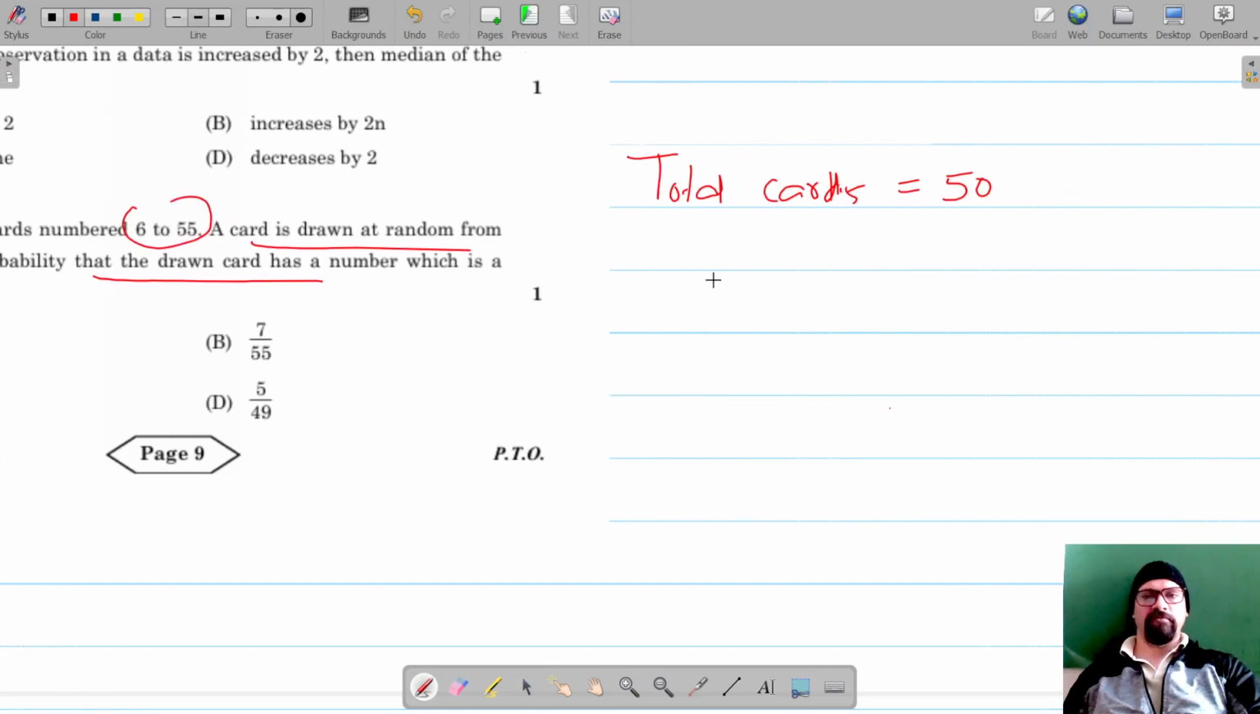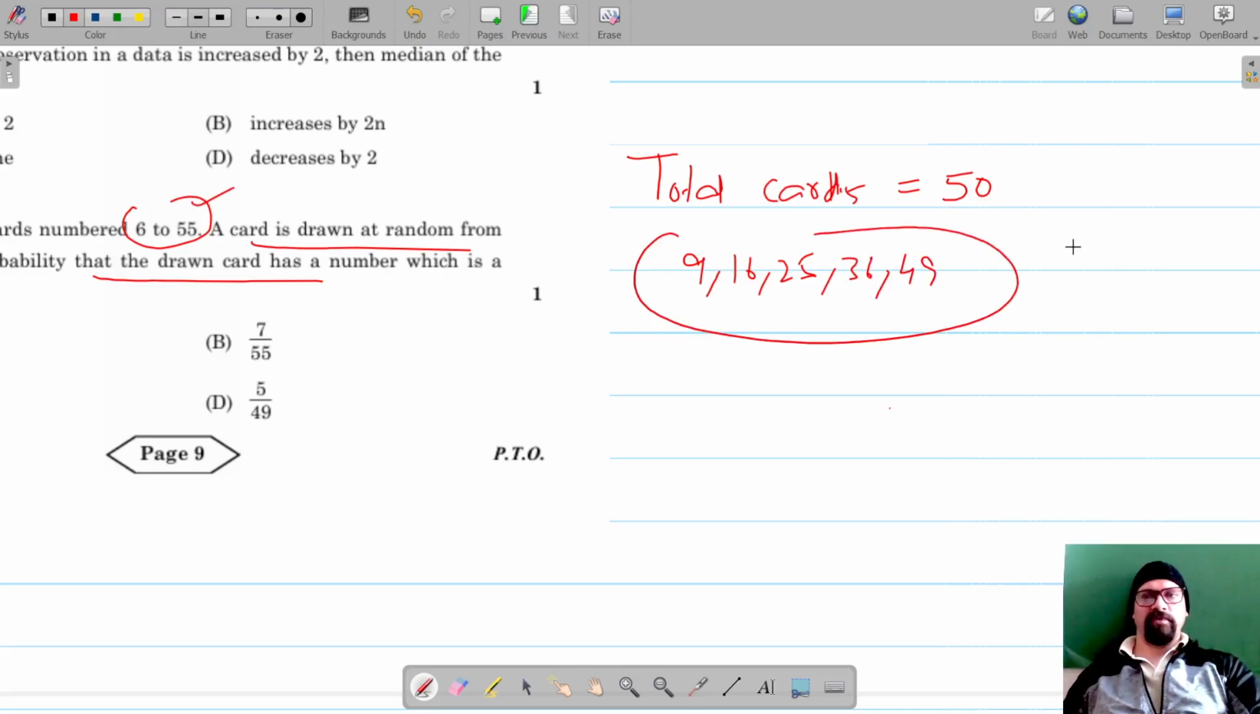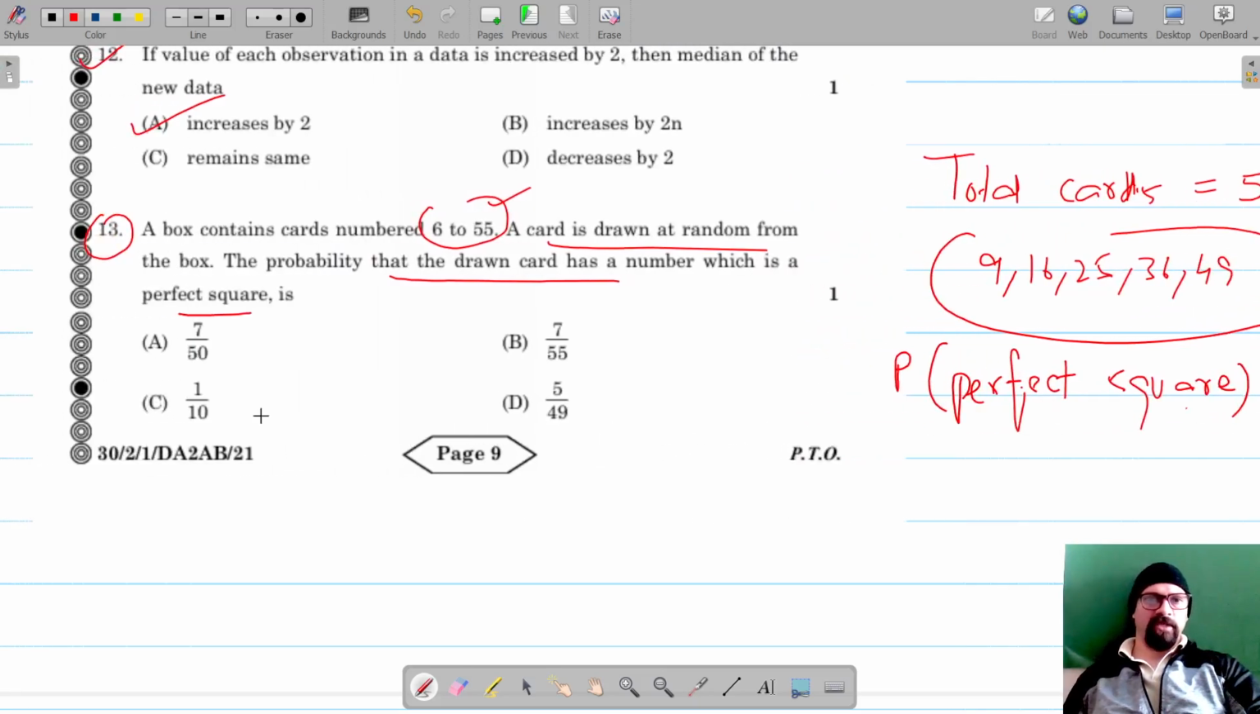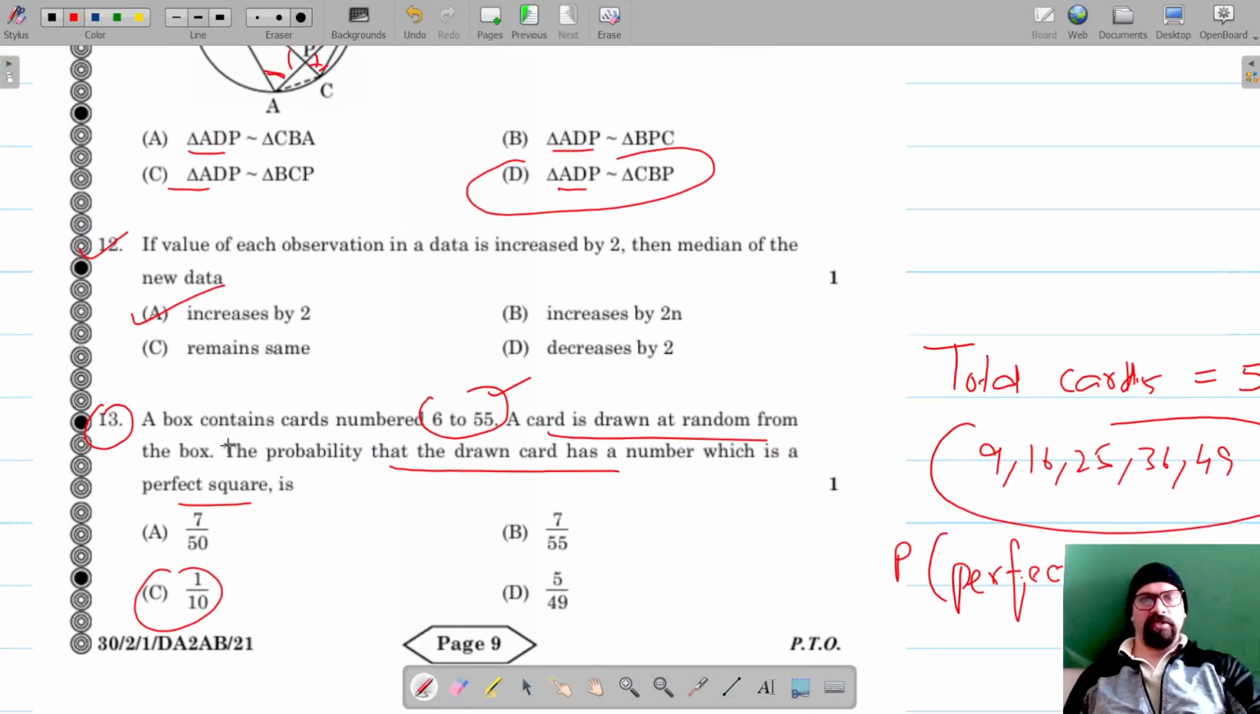So between 6 to 55, perfect squares start from 3 square, 9, 4 square, 16, 5 square, 25, 6 square, 36, and 7 square, 49, and 8 square, 64, which is greater than 55. So we have a total count of 5 perfect squares between 6 to 55, and the probability of getting a perfect square is 5 by total cards 50, which is equal to 1 by 10. And 1 by 10 means C is the correct option.